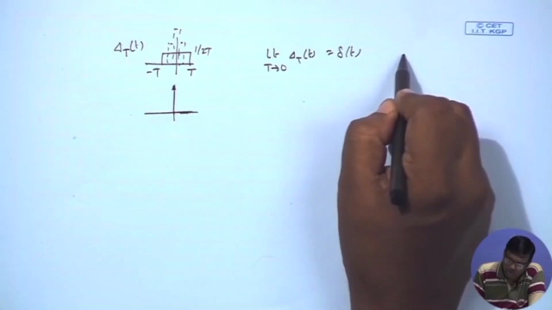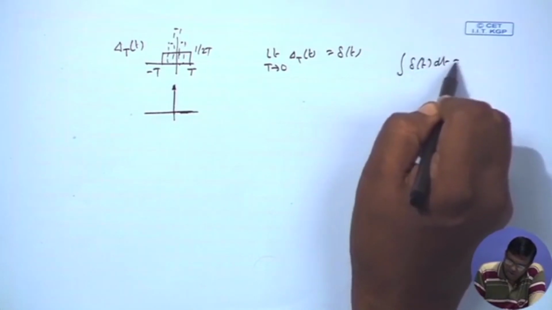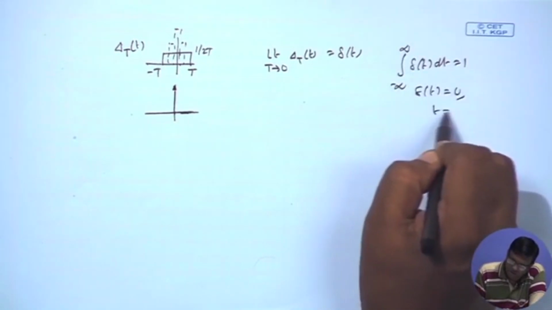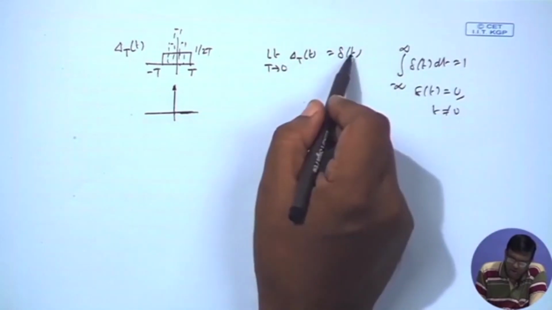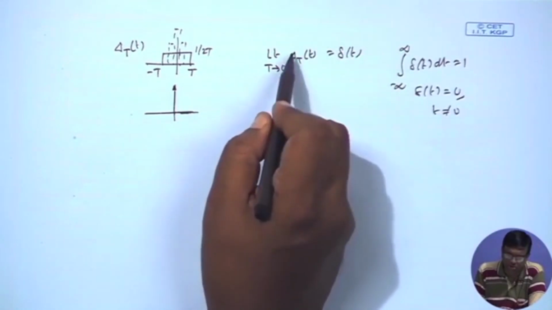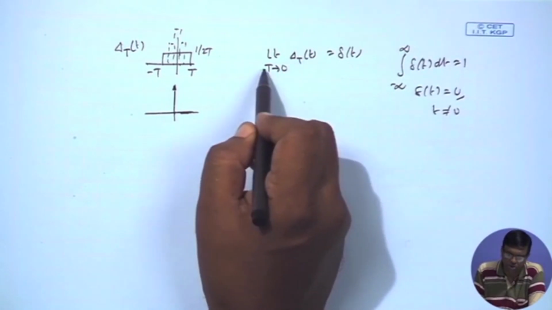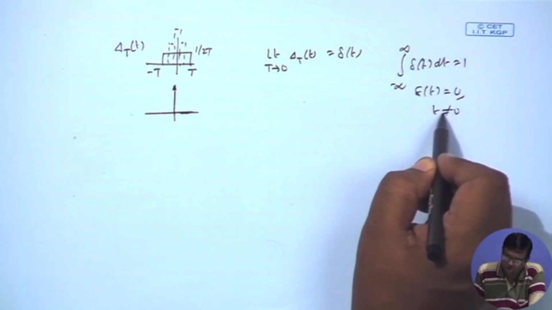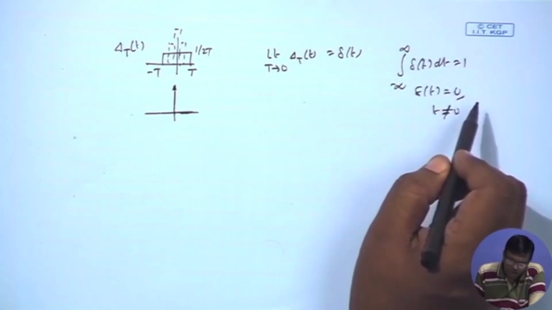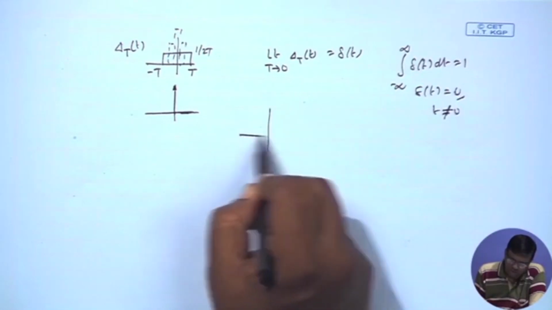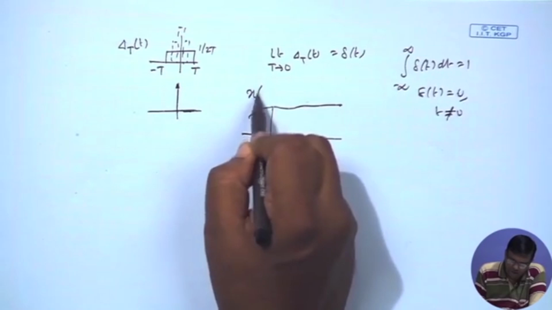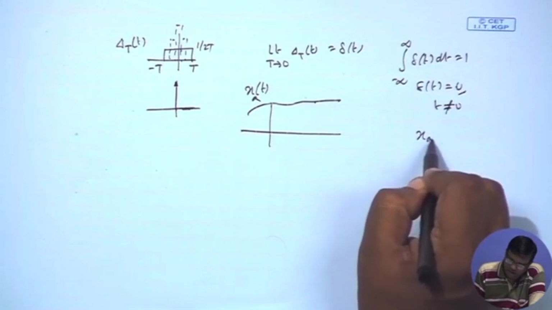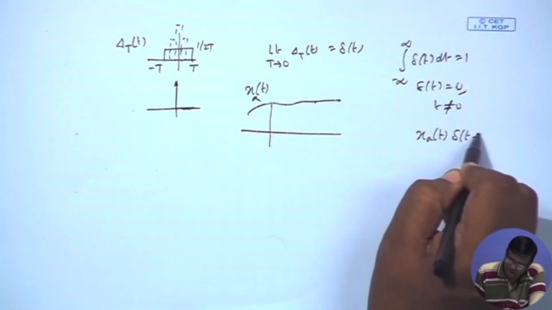So, that is why the integral of delta(t) dt was 1 and delta(t) was 0 for t not equal to 0, because small delta(t) is defined as capital delta subscript capital T of small t, with T going down to 0. That is why it has no value for t not equal to 0; the value is 0. Then what I said is this: suppose there is a function x_a(t), and you want to see x_a(t) delta(t minus tau).